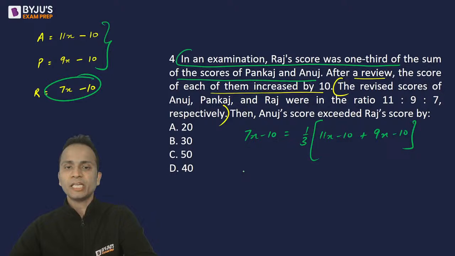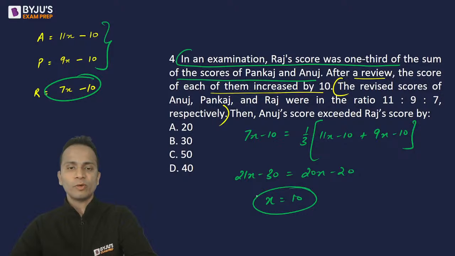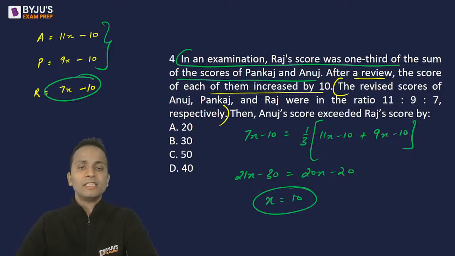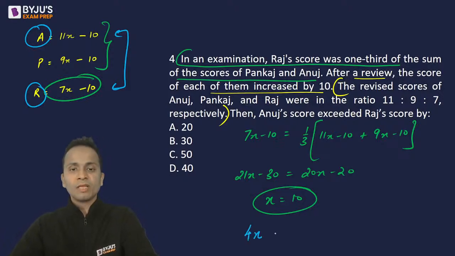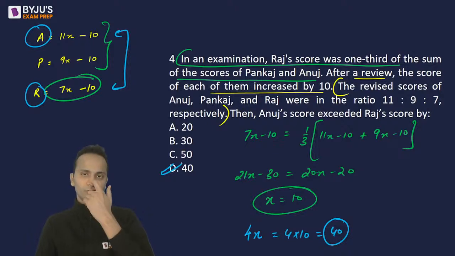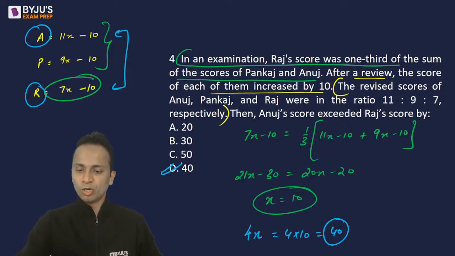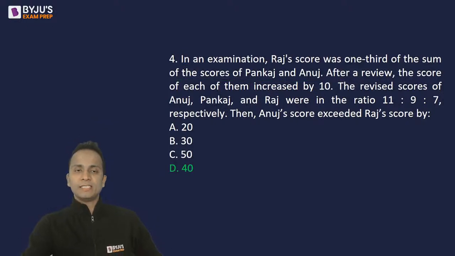Now doing cross multiplication, 21x minus 30 is equal to 20x minus 20. The value of x comes out to be 10. Okay. Now if x is 10, I have to calculate the difference between Anuj's and Raj's score. So the difference between these two will be 4x, that is 4 multiplied by 10, which is 40. So 40, that is option D, will be the correct answer of this question. Okay, so question number 4, option D, 40 is the correct answer.